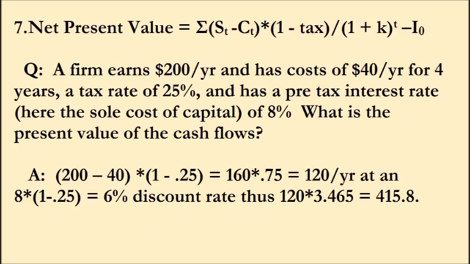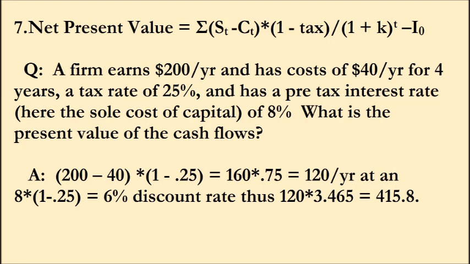Projects, and let's say we have monies coming in. I've labeled it S here for sales, monies going out, C for costs. Got to do them after tax, and we'll discount them minus the initial outlay. Here we have a firm earning $200 a year, has cost of $40 a year for 40 years, tax rate of 1/4, and a pre-tax interest. We're going to make that after tax. Remember our very first question. That'll be 6%.